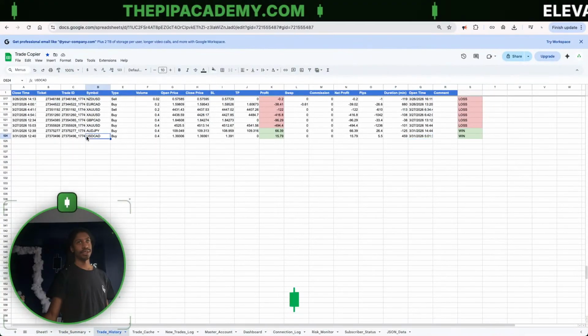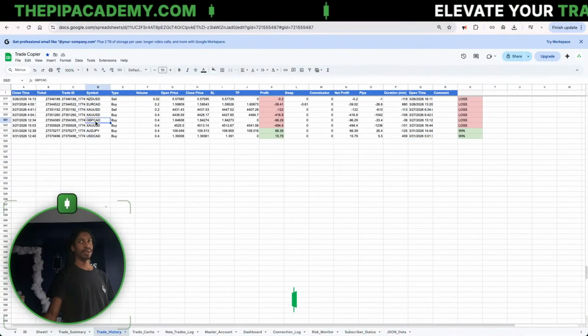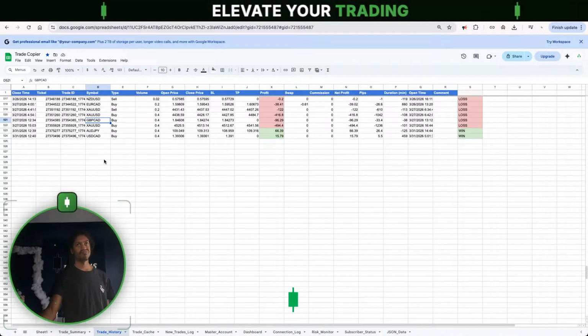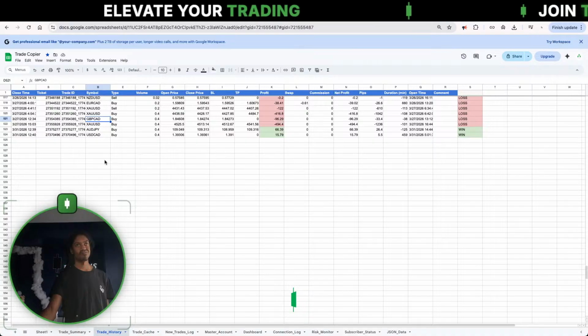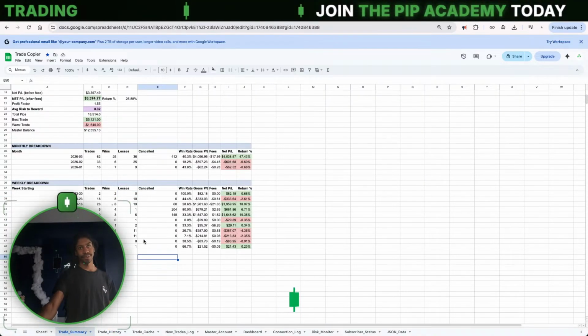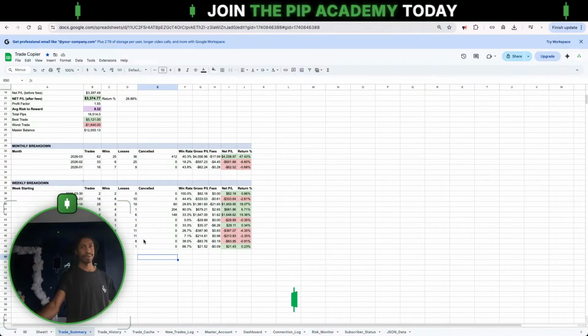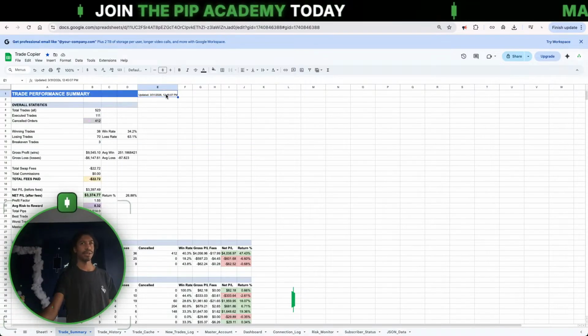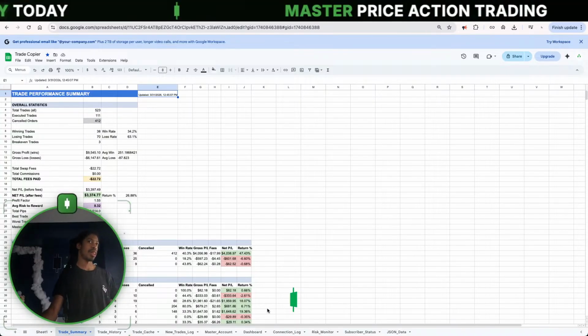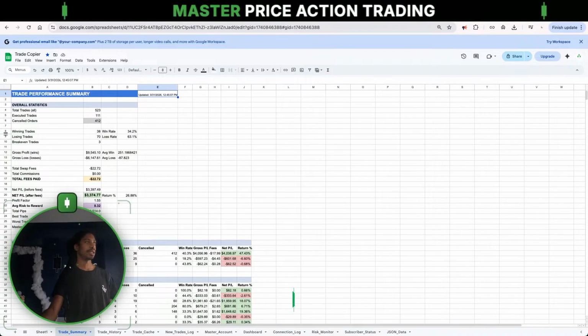For some reason, it doesn't have the pound Canadian trade. Interesting. But we'll see what happens after the next update. Maybe it'll update and it will have everything. Let me check one thing.